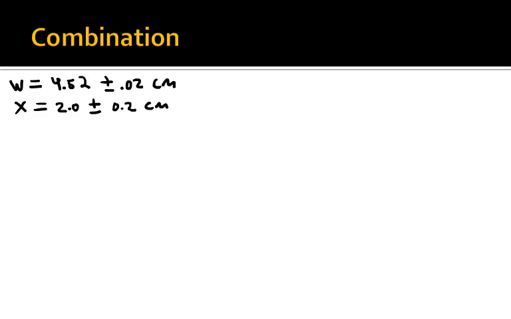All right, so now let's take a look at a combination of a couple different things. Let's say we have a measurement of W, which is 4.52 plus or minus 0.02 centimeters, and we have a value of X, 2.0 plus or minus 0.2 centimeters, and we have a value of Y, 3.0 plus or minus 0.6 centimeters. And let's say that Z is equal to W times X plus Y squared.